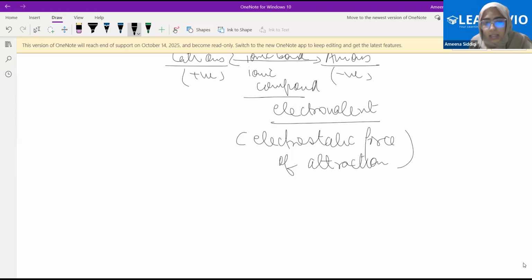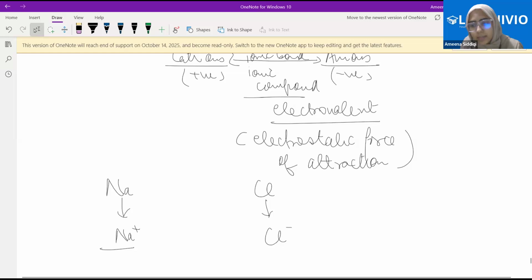Now let's suppose I have this sodium atom and this chlorine atom. This loses the electron. Just understand this one: it loses this electron and forms sodium plus. So what will I call it? Sodium ion. This chlorine atom gains one electron and forms chlorine minus.